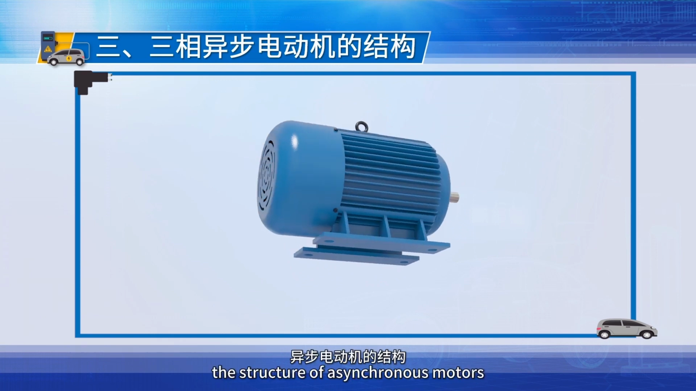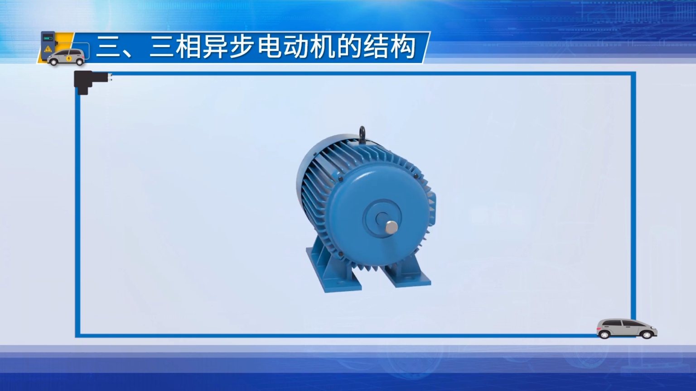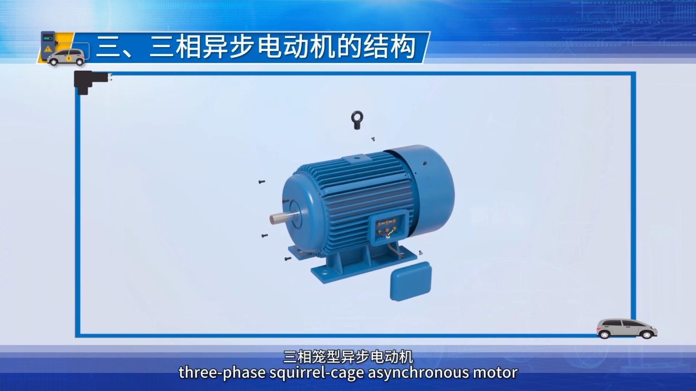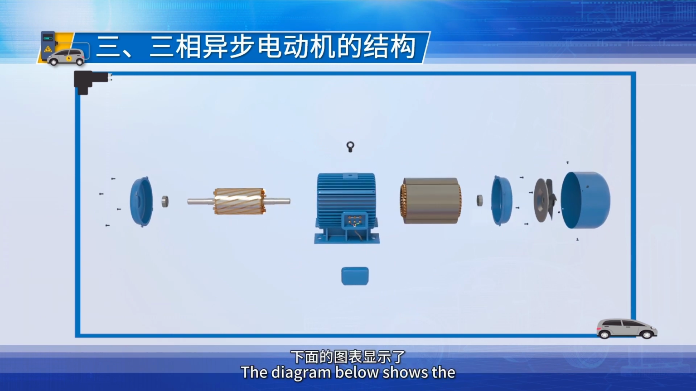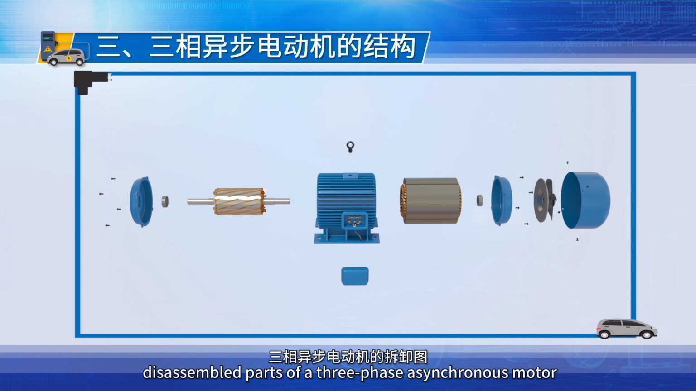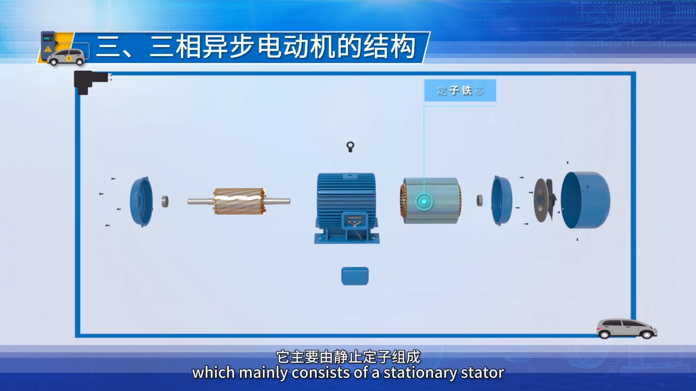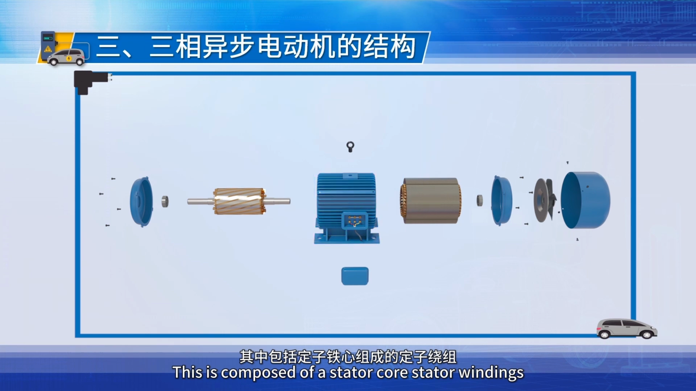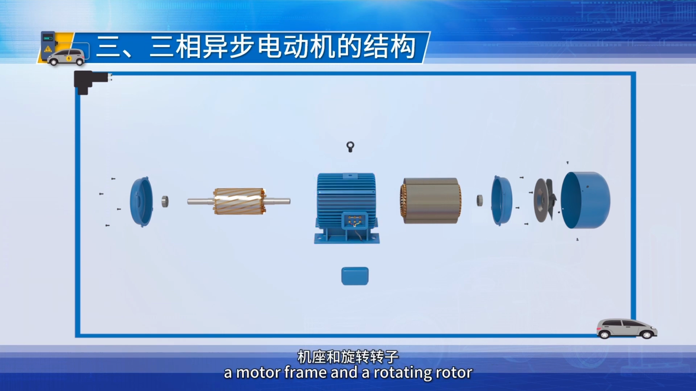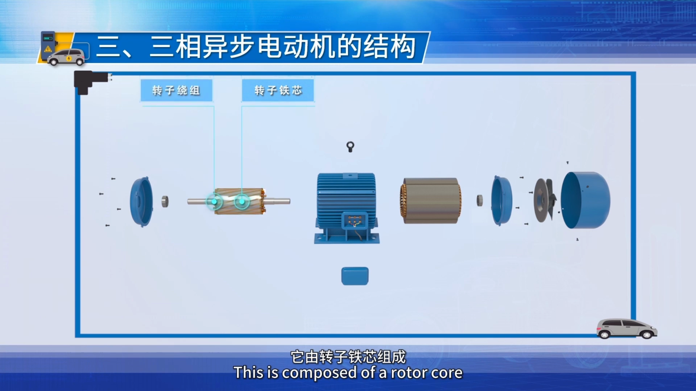Now, let's learn about the structure of asynchronous motors. This is a disassembled, three-phase squirrel cage asynchronous motor. The diagram below shows the disassembled parts of a three-phase asynchronous motor, which mainly consists of a stationary stator, composed of a stator core, stator windings, and a motor frame, and a rotating rotor, composed of a rotor core, rotor windings, cooling fans, and an air gap.